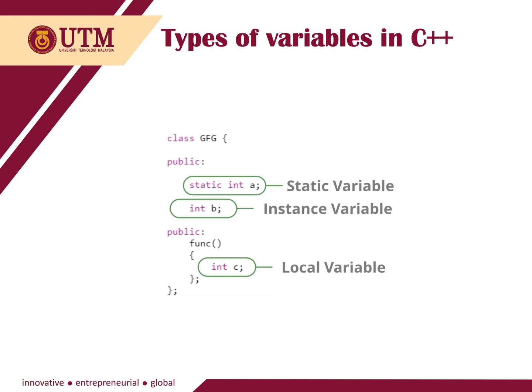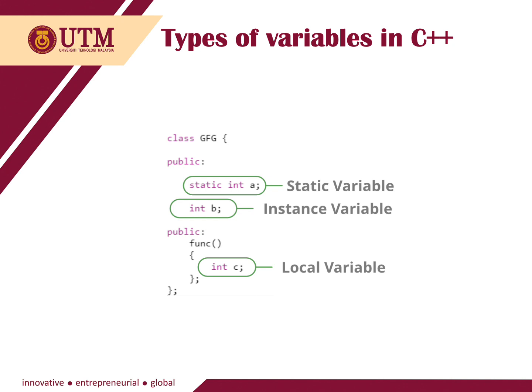Basically there are 3 types of variables in C++, which are static variables, instance variables, and local variables. What is a static variable? For example, static int A. A static variable is declared similarly to an instance variable, but the difference is that static variables are declared using the static keyword. You can see here the static int, in a class outside any method, constructor, or block.